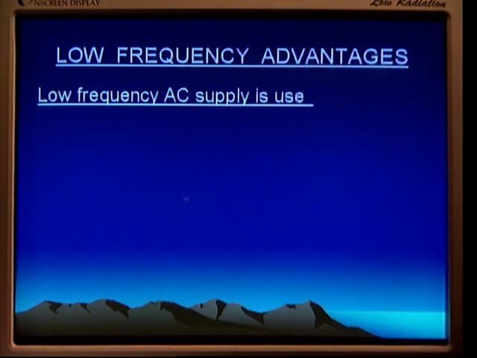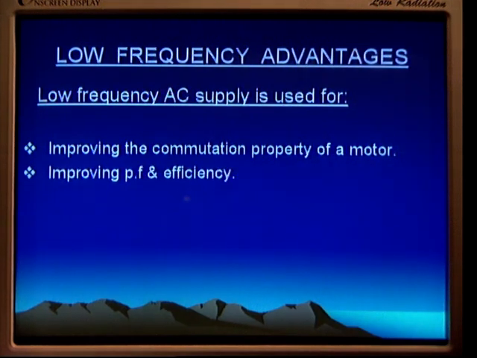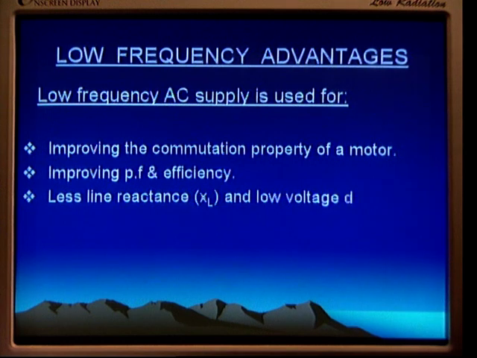You can observe one thing. Why is it necessary to reduce the frequency from power frequency to a lower frequency? We have some advantages. What are they? You can see here, low frequency advantages. Low frequency AC supply is used for improving the commutation property of the motor. Second, improving power factor and efficiency. And third, less line reactance and low voltage drop.